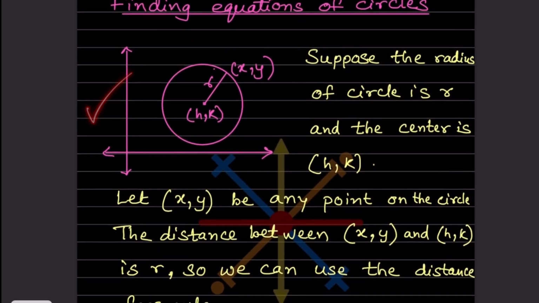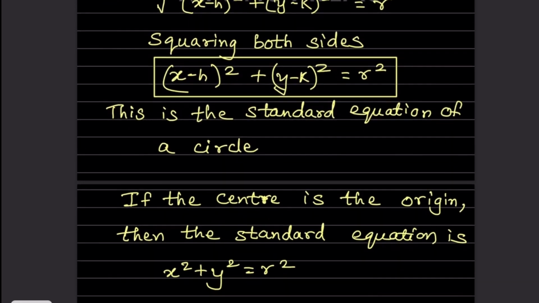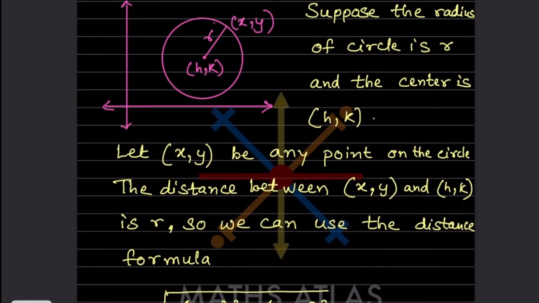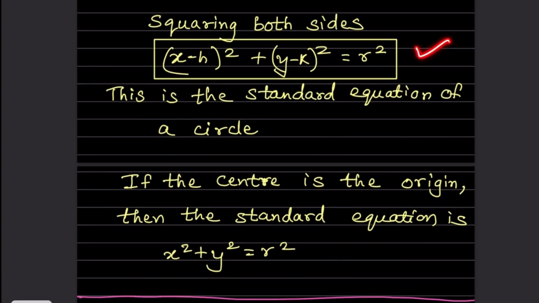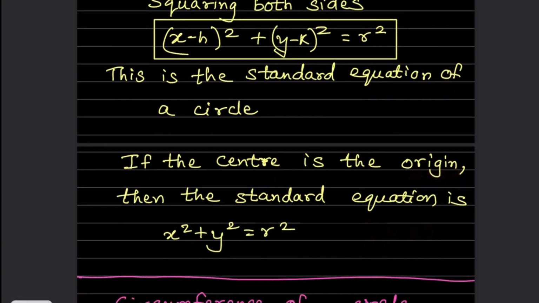This is very important. You have to use this equation of a circle in many places. If the center is the origin, so if this is 0 and 0, then what is the formula? Here h becomes 0 and k also becomes 0. So what will you get? x minus 0 is x square, and y minus 0 is y square. So x square plus y square is R square. You have to remember both, if the center is the origin, that is 0 and 0.